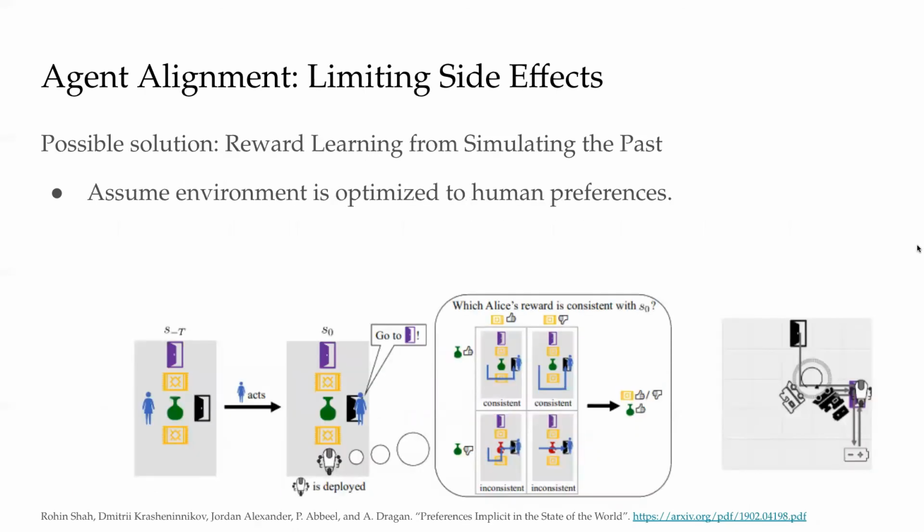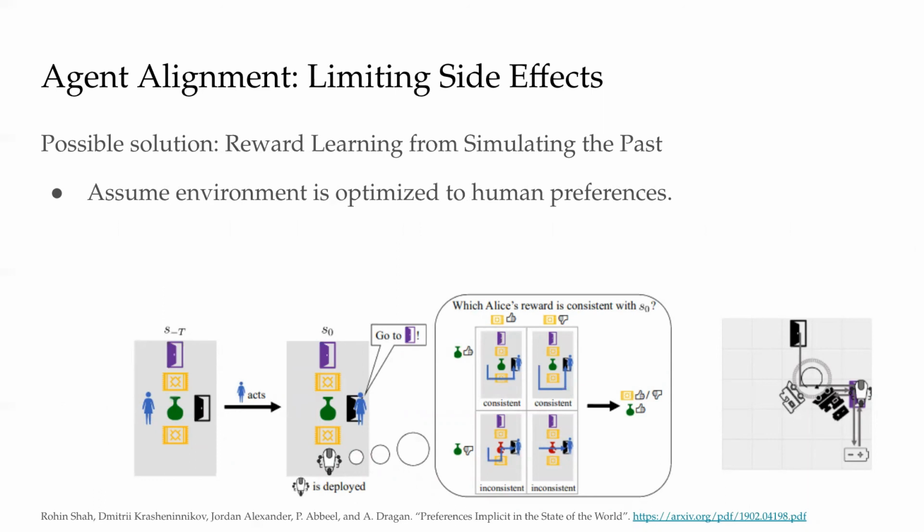Another way to limit side effects is this other method, reward from simulating paths, where the agent sees this sort of environment where the human is at the door, and then infers that because it knows the vase is breakable, understanding environment dynamics, the human must not have broken the vase, because otherwise the vase would have already been broken. The human was indifferent to it, or preferred the vase broken.